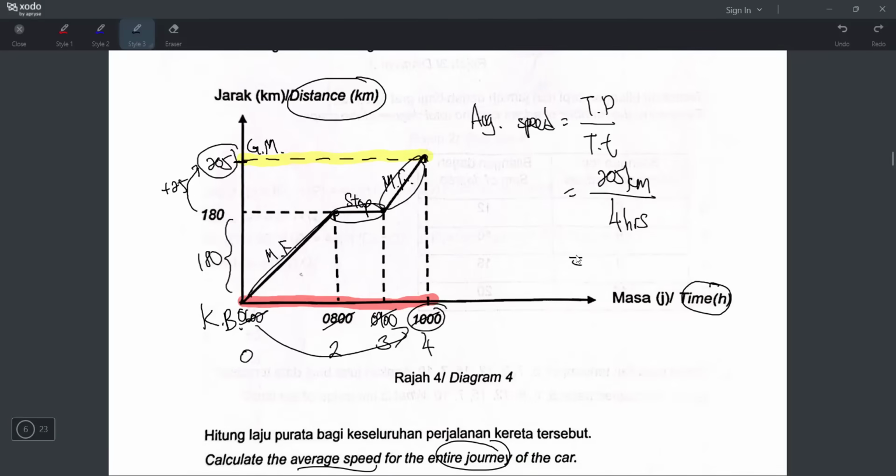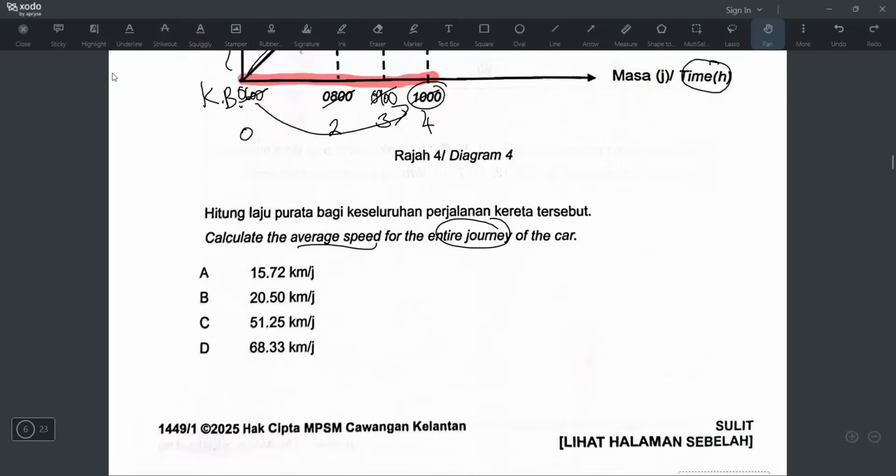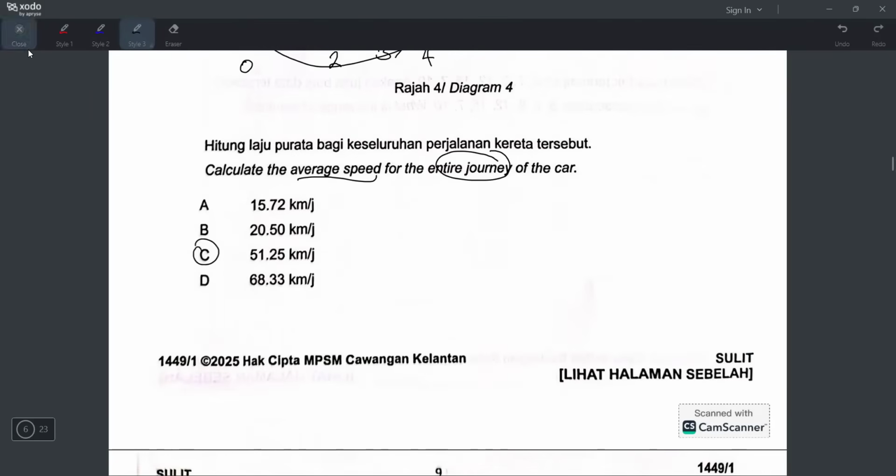Now you press your calculator and you will get the answer. Okay, 205 divided by 4. What is the answer? In decimal, 51.25. So let's go down and circle the answer. Okay, C is the answer.